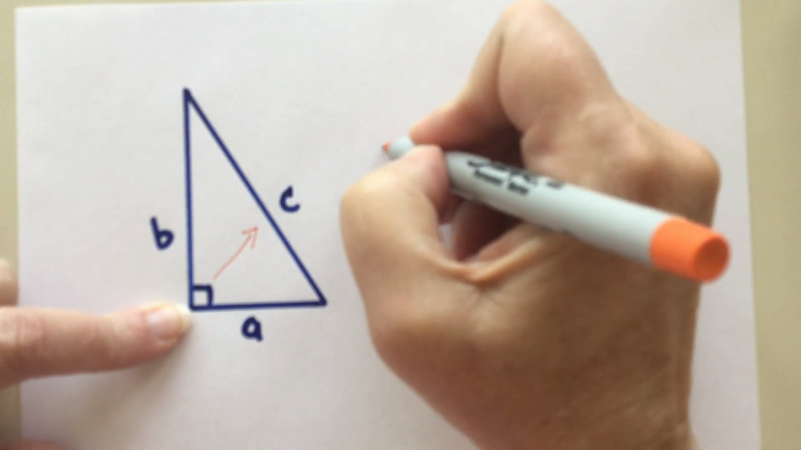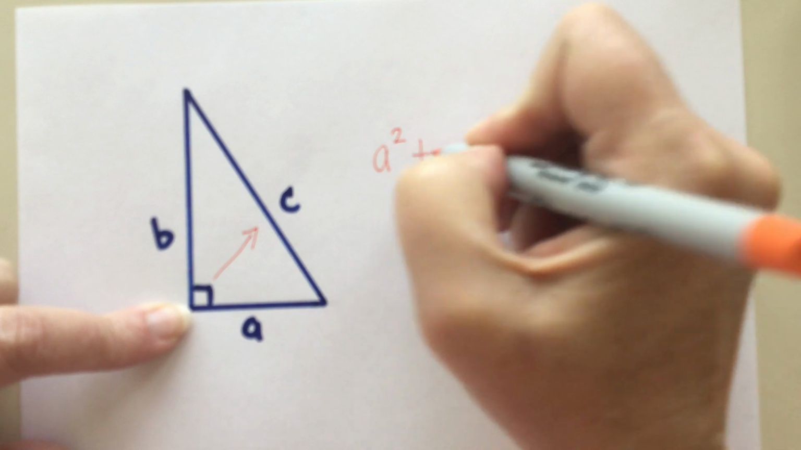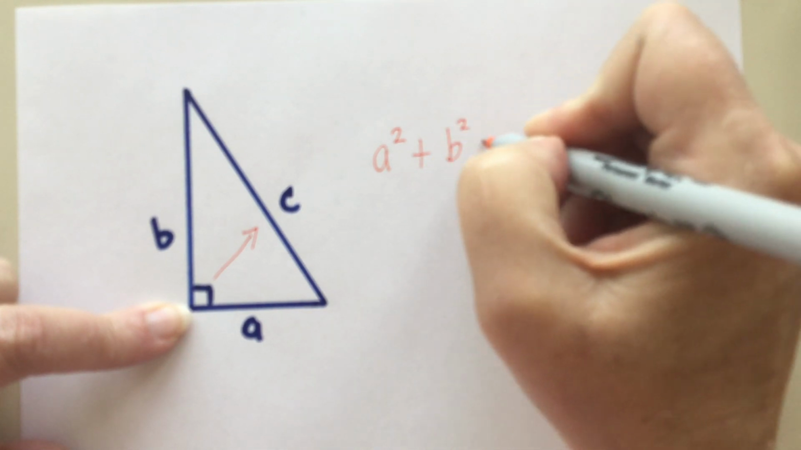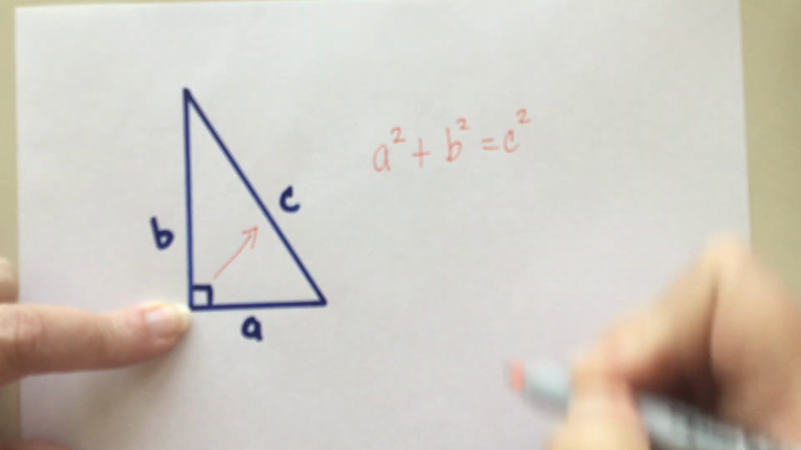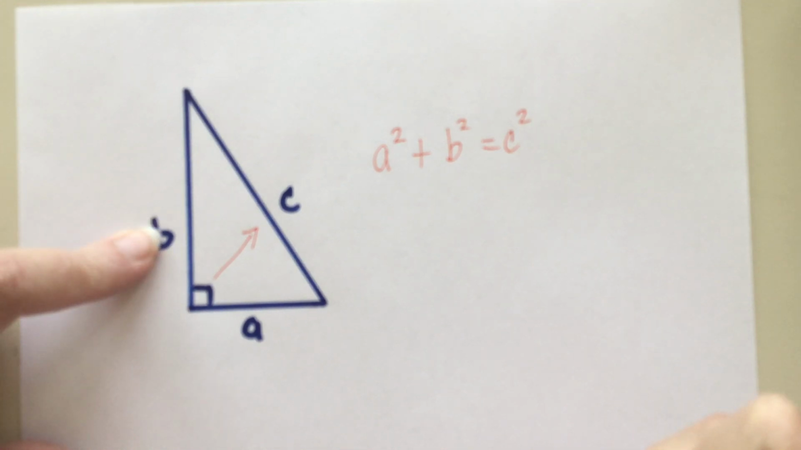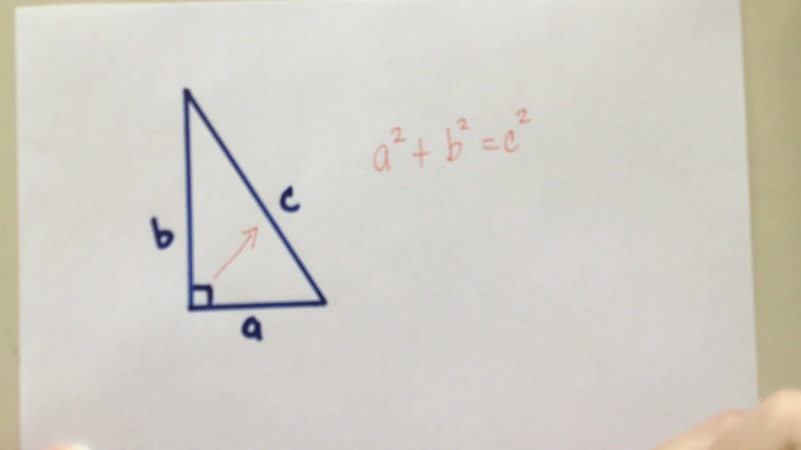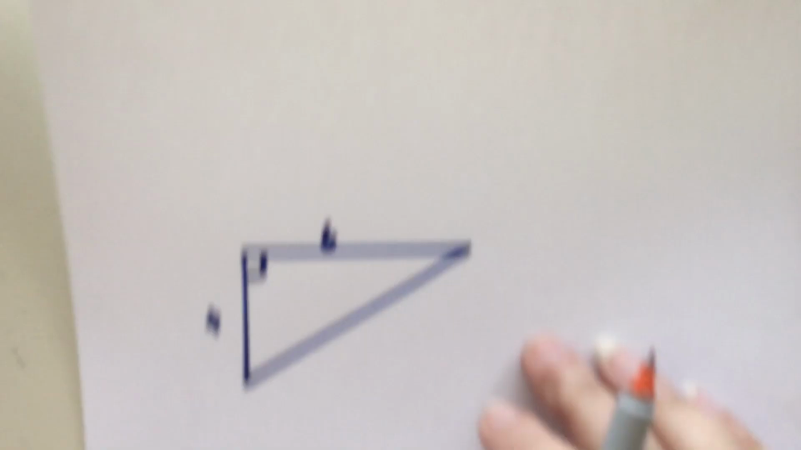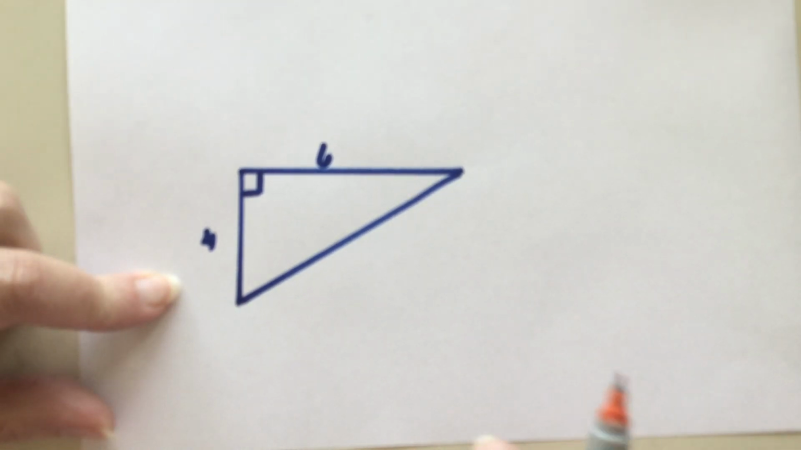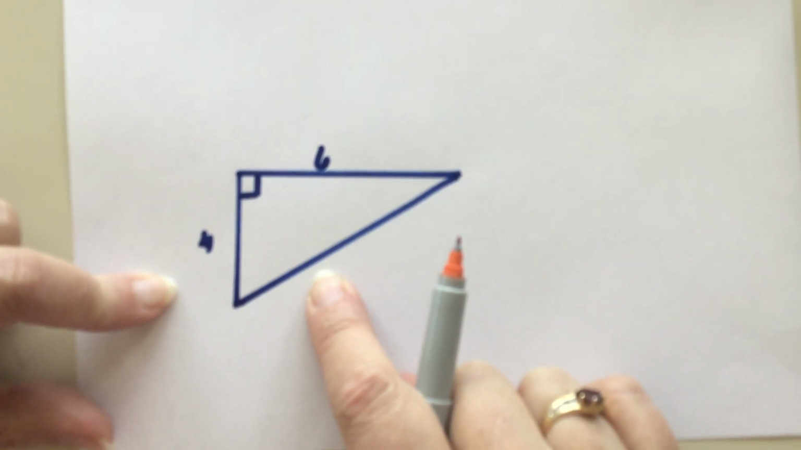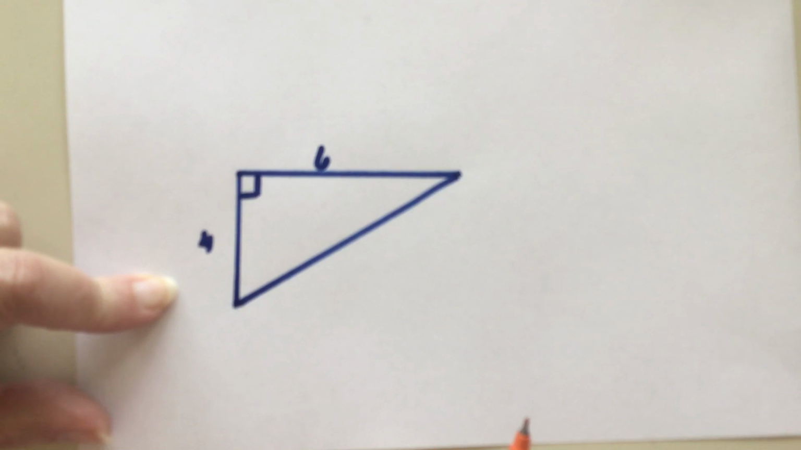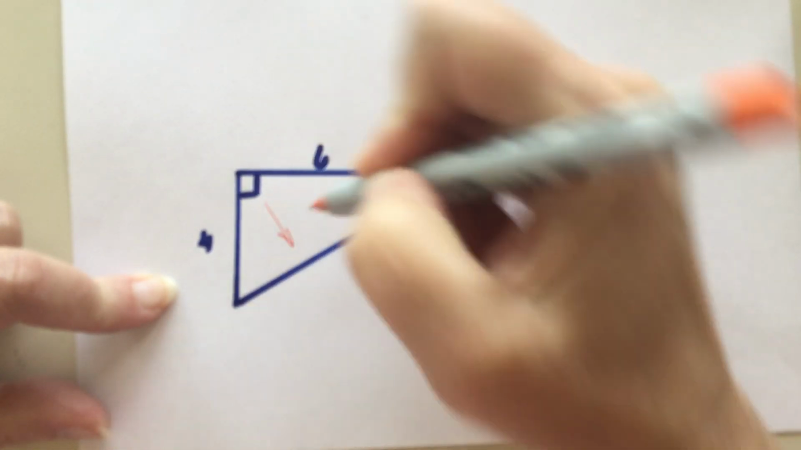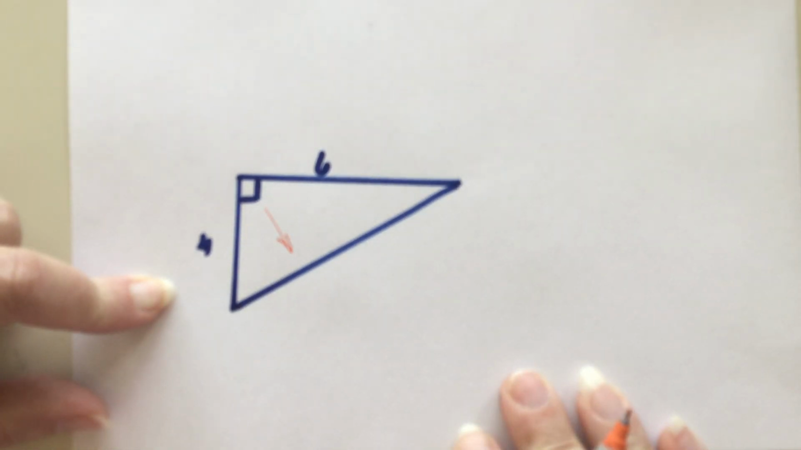So in this figure, a squared plus b squared equals c squared. A leg squared plus a leg squared equals the hypotenuse squared. When you've got some numbers, we can find this missing side. First, I need to notice that that's the hypotenuse. It's the one that's straight across from the 90-degree angle.